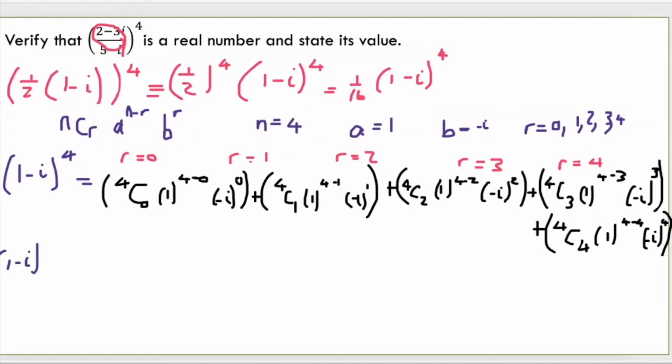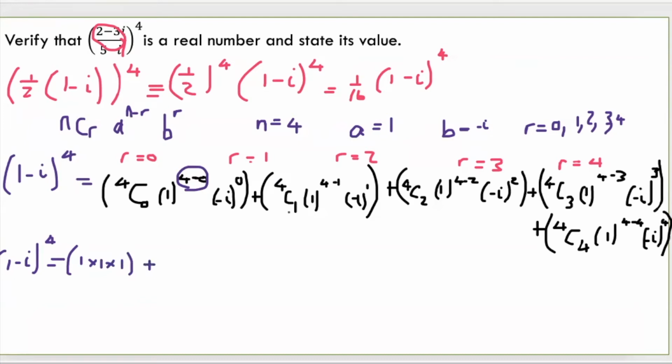Now, when you have 4C0, you would enter 4 nCr 0 in your calculator. So 4C0, that is 1. 4 minus 0, the power is 4, but when we have a base 1, it doesn't matter what's the power. Here, it is just 1. And then anything raised to the power 0 is 1, so this would be 1.